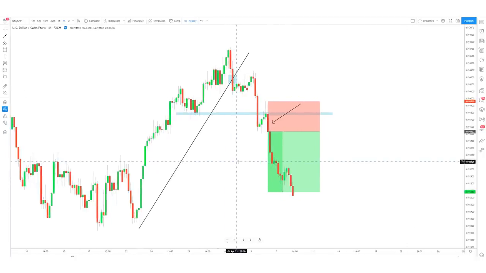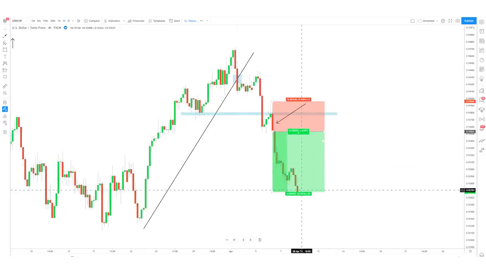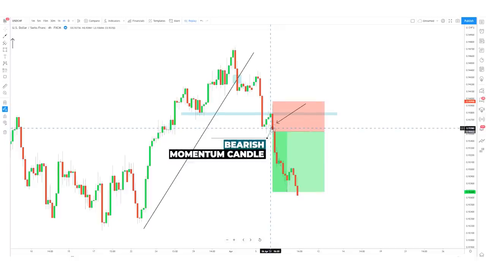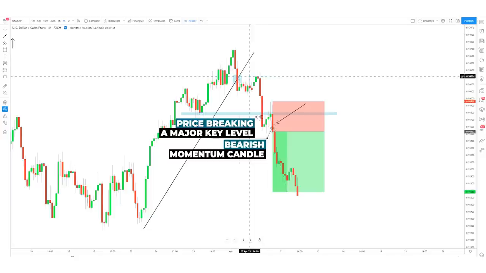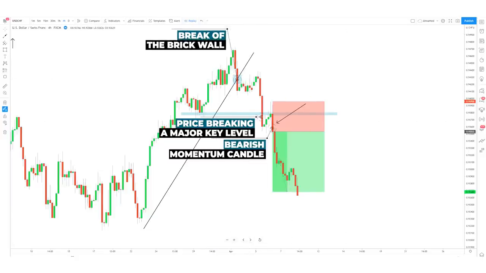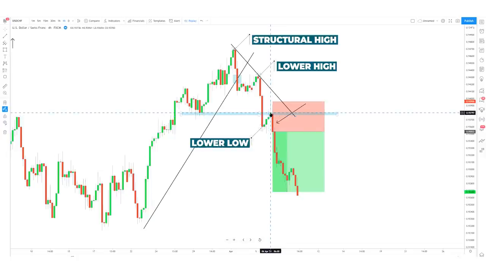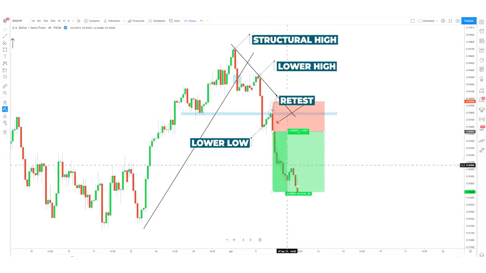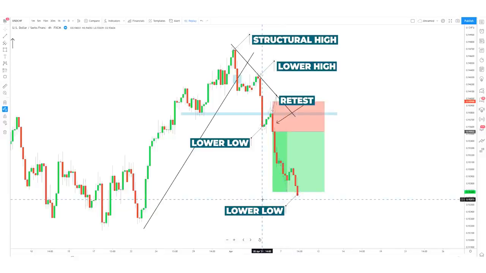And there you have it, a beautiful take profit. So very simple: identify your momentum candle, identify price breaking structure, identify the break of the brick wall, and then also identify what the market is doing now, where it's making a structural high, lower high, a new lower low, and a retest in anticipation of price making a new lower low. Let's take a look at our second example.